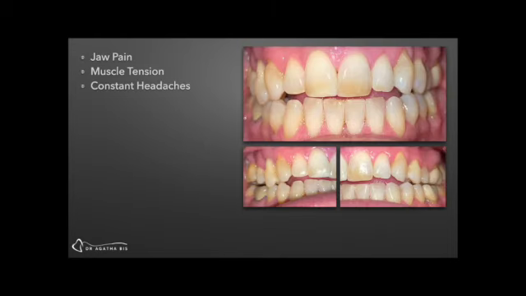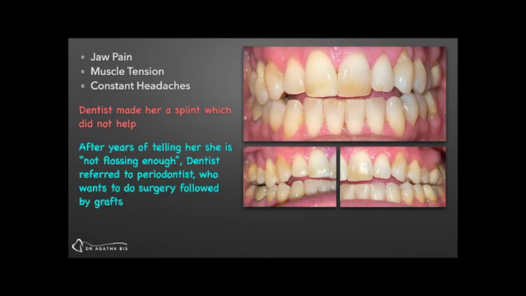So speaking of interferences, this is a patient who came to me fairly recently, and she reports jaw pain, muscle tension, and constant headaches. She had told her dentist about this for quite some time, and he made her a splint, which didn't help. And after years of telling her she's not flossing enough, her dentist referred her to a periodontist who wants to do surgery followed by grafts. So this hasn't happened yet, but she's coming in for a second opinion in terms of her jaw pain, but also wanted to know what I thought about the flossing and the surgery and so on.